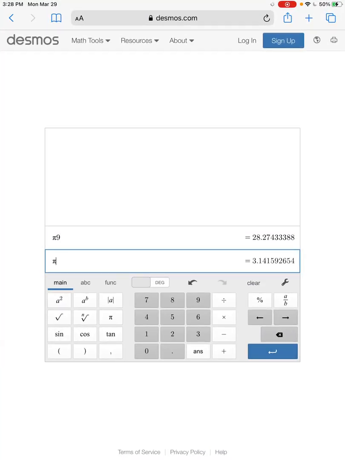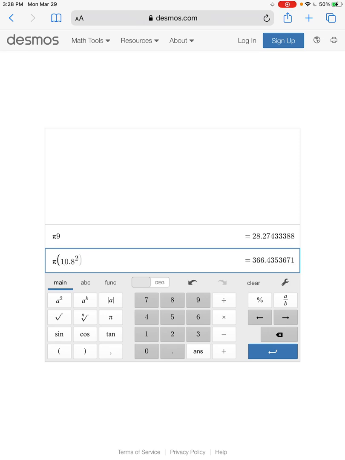So we've got pi times 10.8 squared. And it tells me it's 366.43. Now, because that hundredths place is a 3, I'm not going to round it at all. So 366.4.